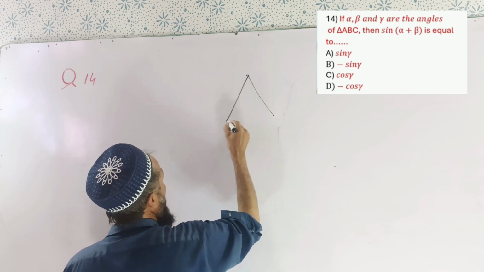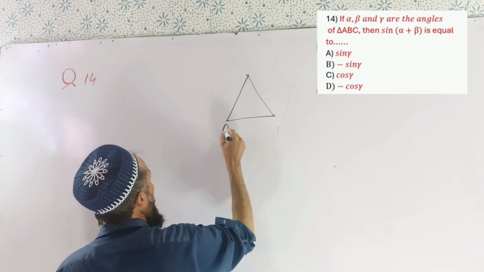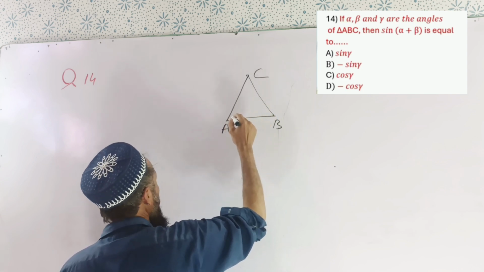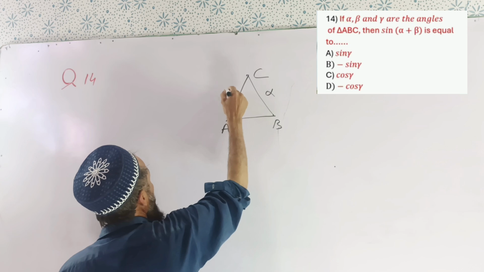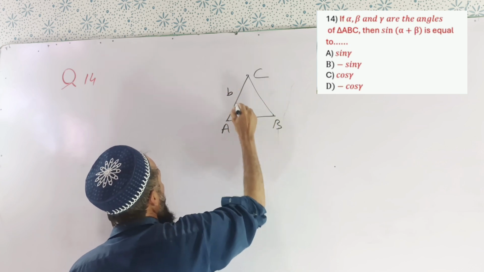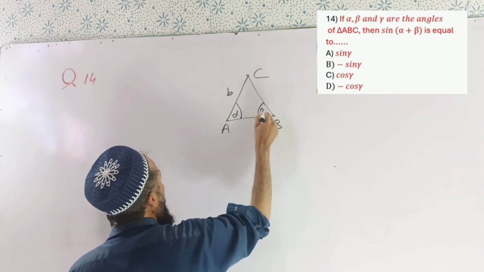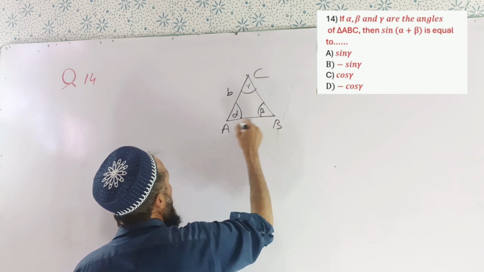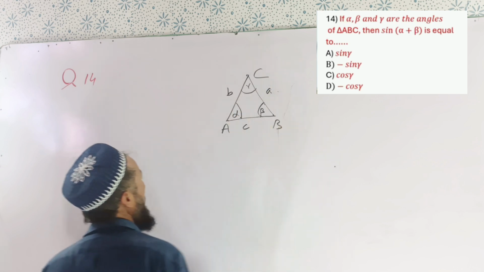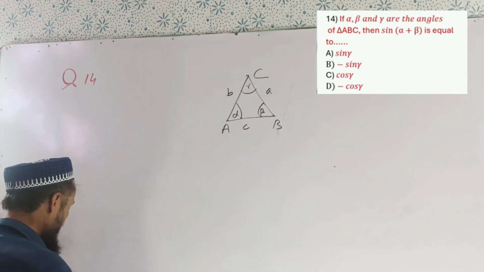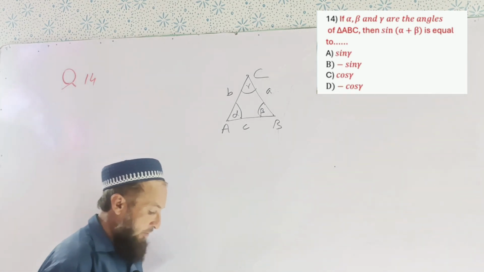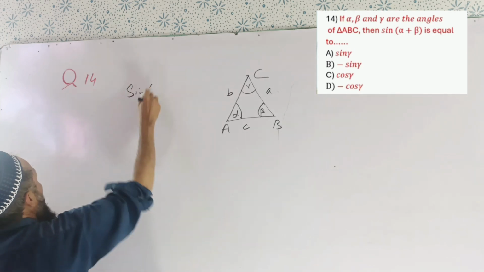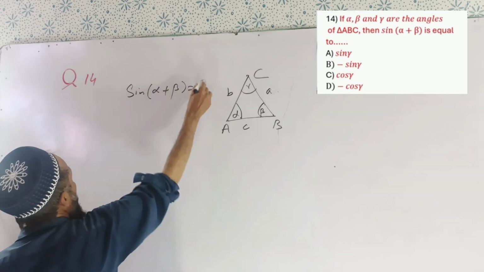Alpha and beta of any triangle. If we are finding A, B and C here, alpha is the angle, beta is the angle and gamma is the angle. So the opposite side of C and B opposite A. According to the question, sine of alpha plus beta is equal to what?